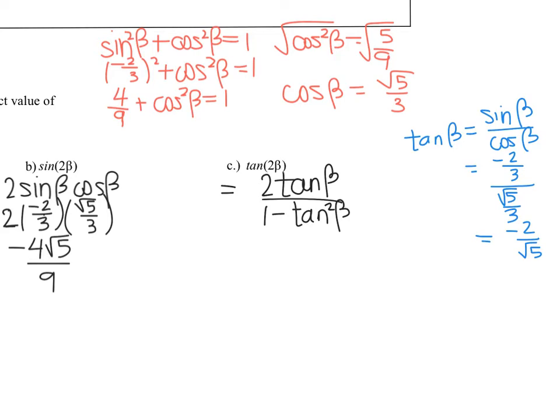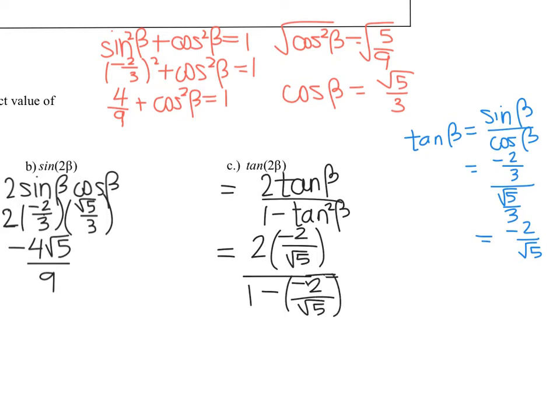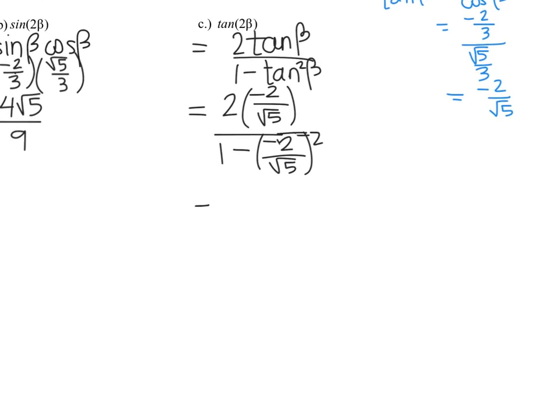So back in our equation, we now have 2 times negative 2 over radical 5 all over 1 minus negative 2 over radical 5 squared. So the rest of this is just simplifying. So we end up with negative 4 over radical 5 all over 1 minus, and then negative 2 over radical 5 squared is going to give us 4/5.